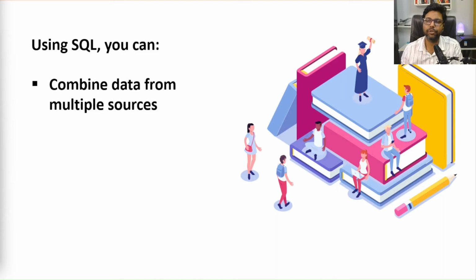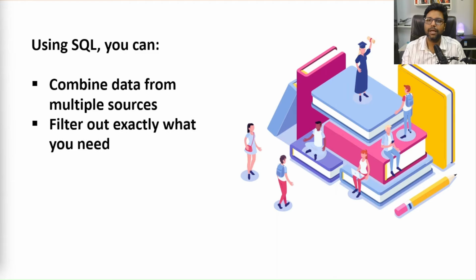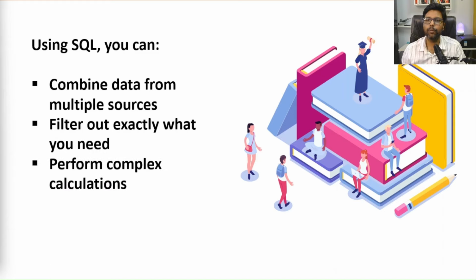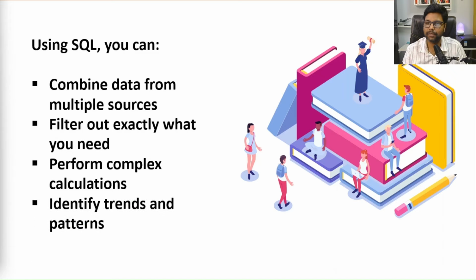You may connect to different upstream systems and ingest and get data from there, right? And then you can filter out exactly the data that you need. That's feature engineering, or let's say the data transformation task that you need to apply. You may perform complex calculations as part of your task. You can use SQL to identify trends and patterns.